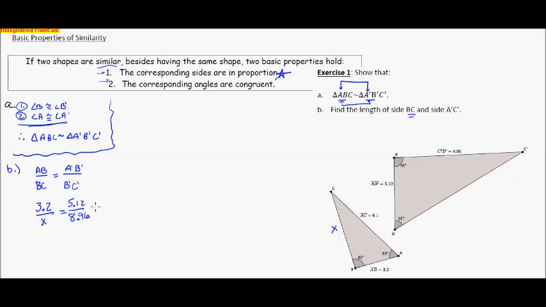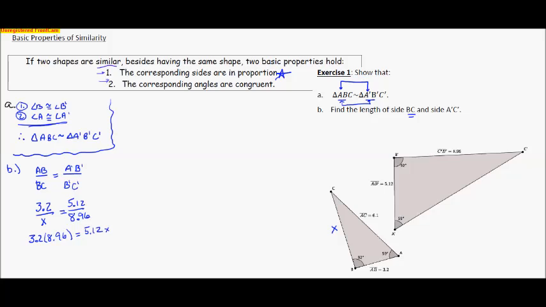Okay, so now I've got a bunch of numbers in a proportion, and we should know how to solve a proportion. You cross multiply. So I take 3.2 times 8.96. That's going to equal 5.12 times X. Oh, look at that. I've got myself an equation. And I'm going to solve that equation.